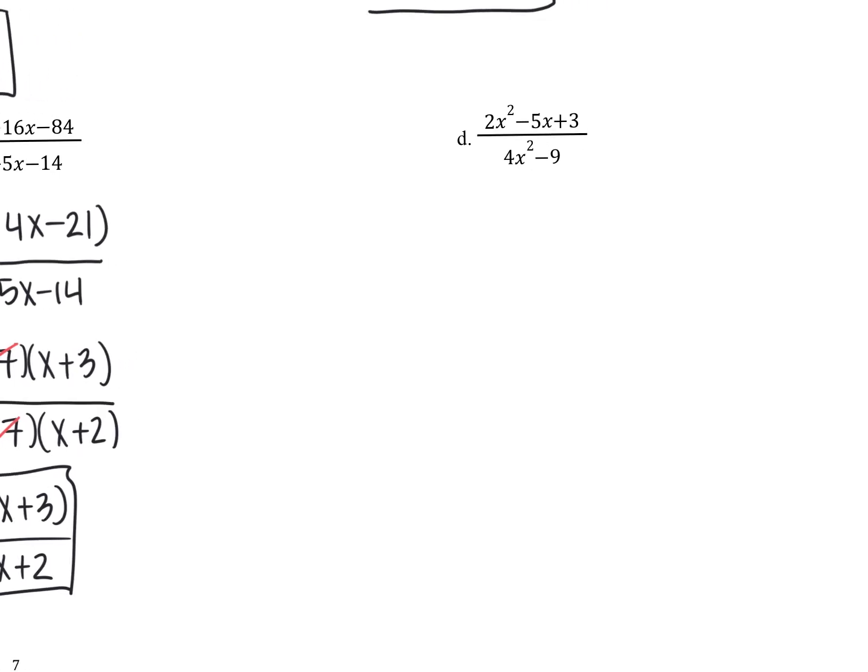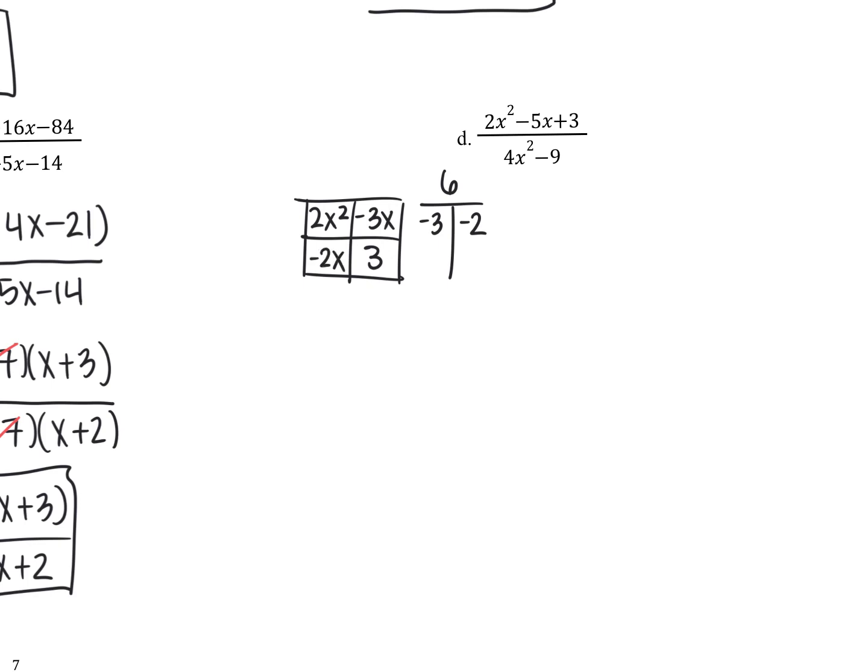So in D, we have 2x squared minus 5x plus 3 all over 4x squared minus 9. Now, unfortunately for us, even though there's a number in front of x squared, there's no GCF. So I am going to have to factor using the box method in my numerator. So we have our 2x squared and our 3. So I do 2 times 3 and I get 6. So I'm looking for the numbers that multiply to 6 but add to negative 5, which is going to be negative 3 and negative 2. So you have a negative 3x and a negative 2x in our boxes.